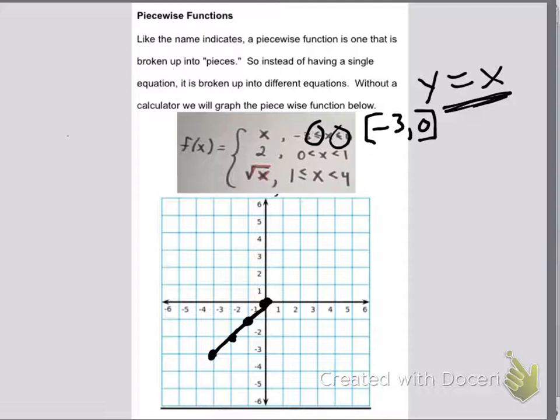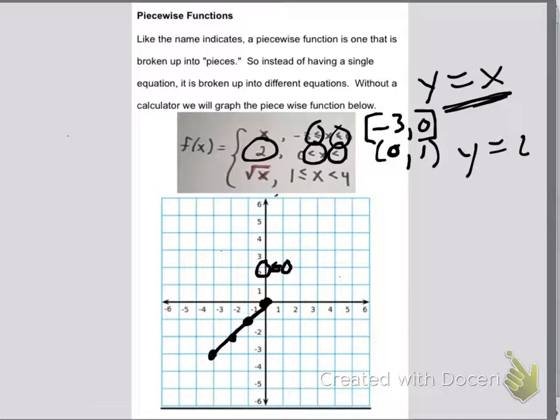Okay? Now, when I go to the next interval, f of x equals 2, this is the interval from 0 to 1. Notice the signs. It is not or equal to. So we have parentheses there. So here's what that means. So at x equals 0, y equals 2. There's a hole. At x equals 1, y equals 2. We connect those with a line. It's supposed to be a horizontal line. So this is y equals 2.